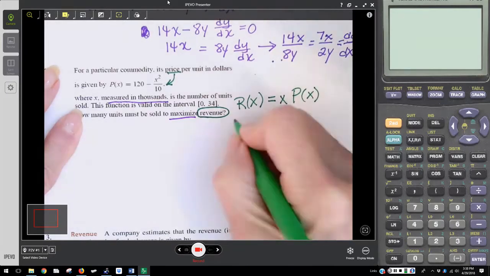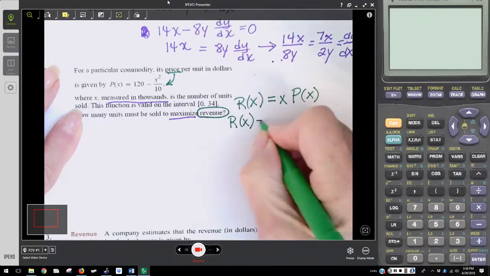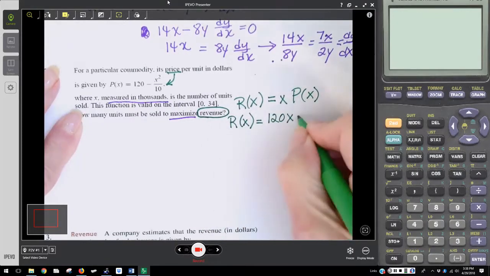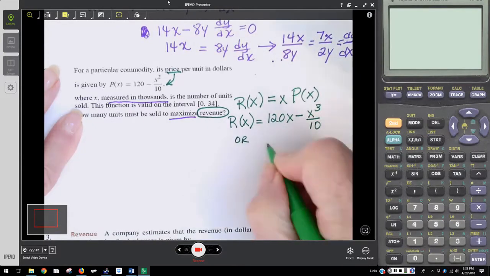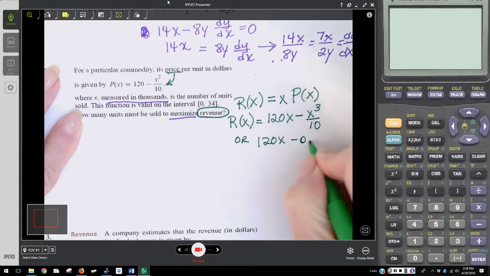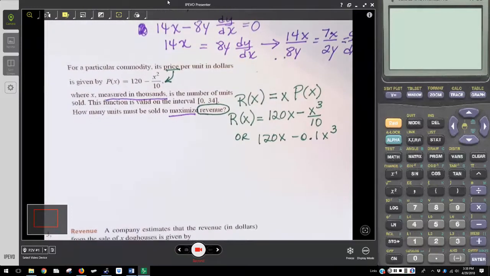So that means your revenue function is going to be 120x minus x cubed over 10, or 120x minus 0.1x cubed. And that is the function that we're going to want to maximize.